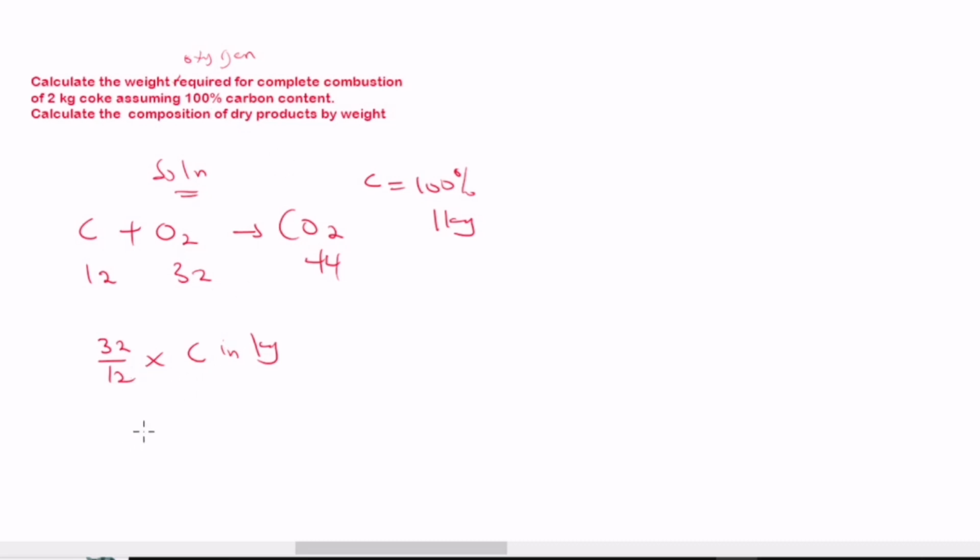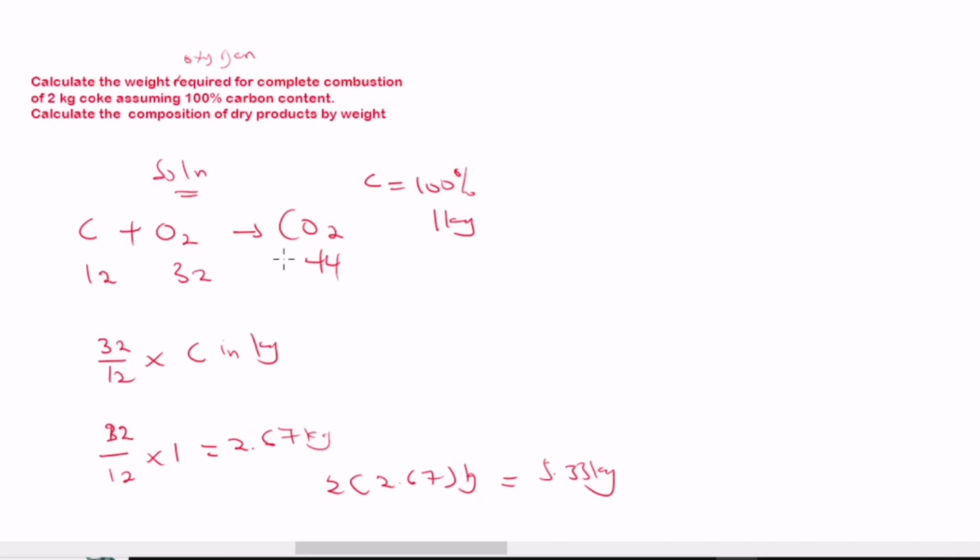So in that case, to find the weight of oxygen required, we are going to have 32 over 12 times 1, which will give you 2.67 kilogram. So this is the weight of oxygen required. But they are asking for a complete combustion of 2 kilogram of coke. That means that we are going to multiply this by 2, so 2 times 2.67 kilogram, and our answer will be 5.33 kilogram. In this case, we are finding the weight of oxygen required, but not the amount of air.